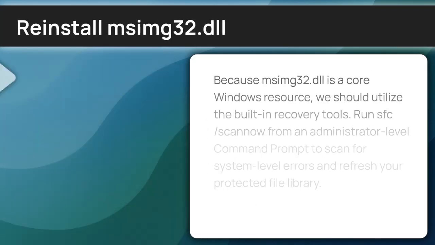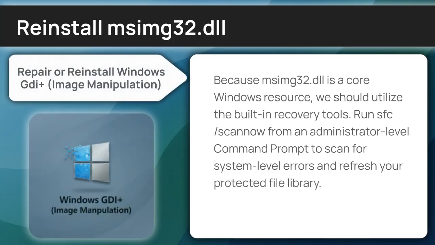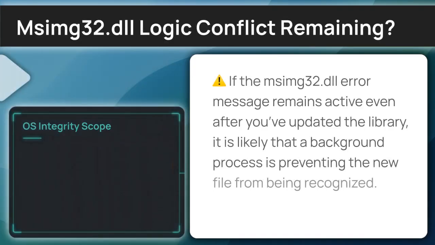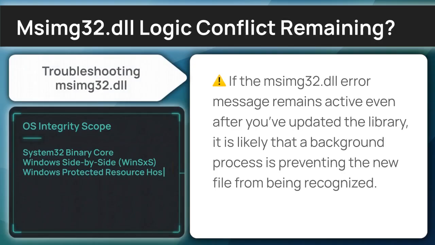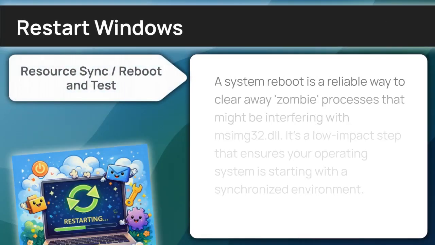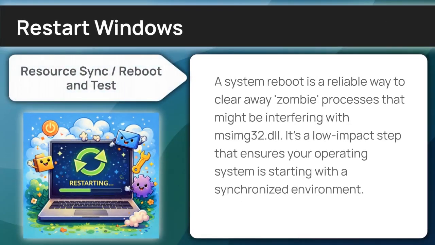Because msimg32.dll is a core Windows resource, we should utilize the built-in recovery tools. Run sfc /scannow from an administrator-level command prompt to scan for system-level errors and refresh your protected file library. Should the reinstallation fall short, the next step in our protocol is to validate the integrity of your system's startup environment. A quick system restart is a practical way to ensure that all shared libraries, including msimg32, are being loaded correctly into the current session's memory.